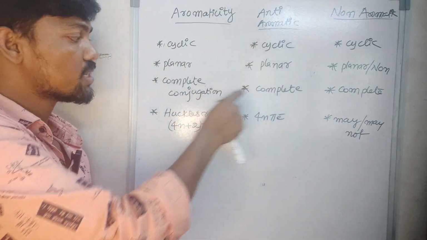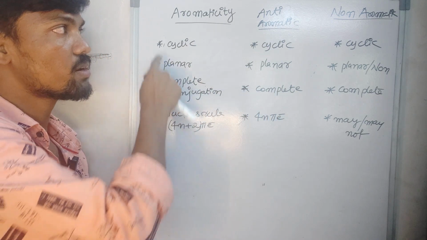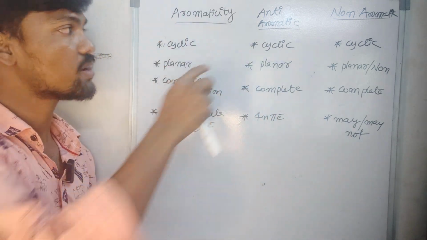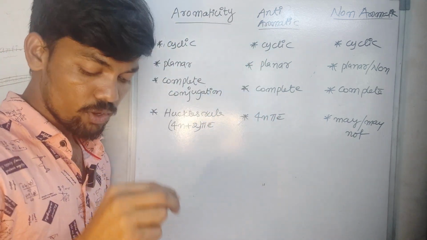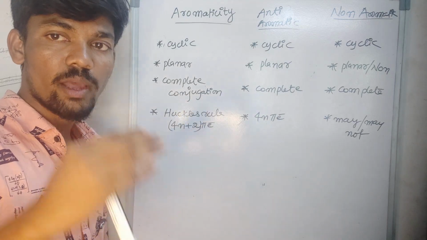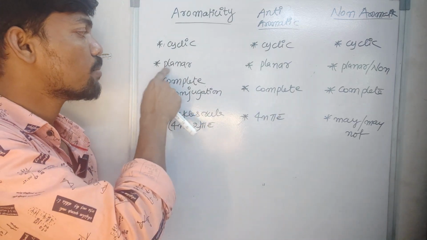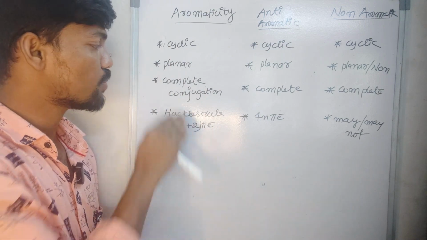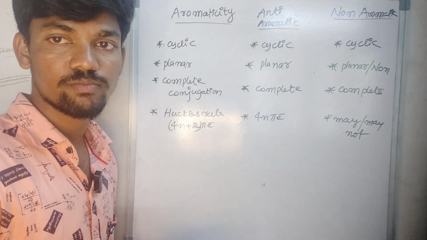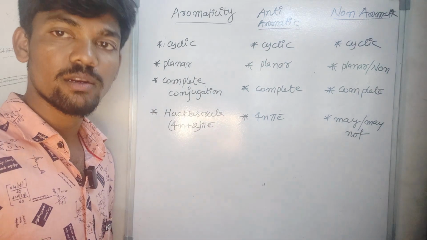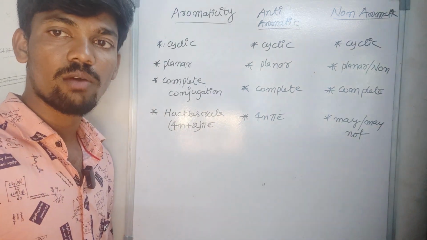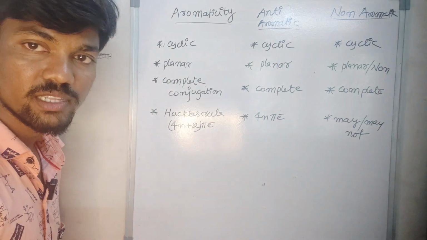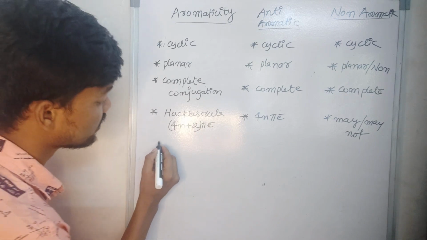These three structures were exactly made for anti-aromatic and aromatic, but you can't explain non-aromatic on the basis of conjugation or cyclic nature alone. Okay, I will give one example. One more thing is there: the stability order.